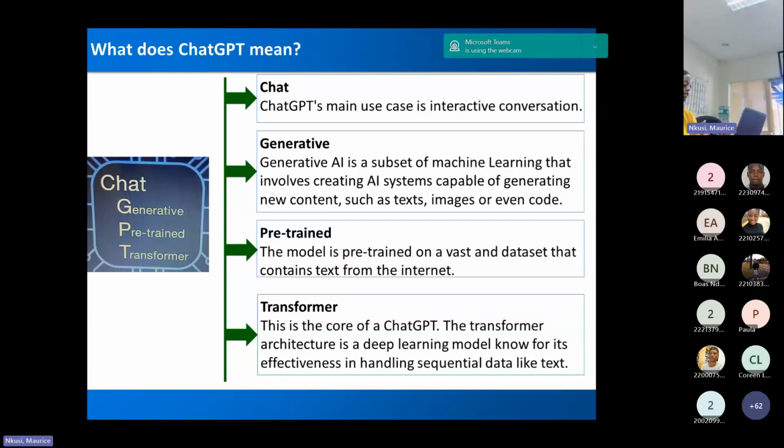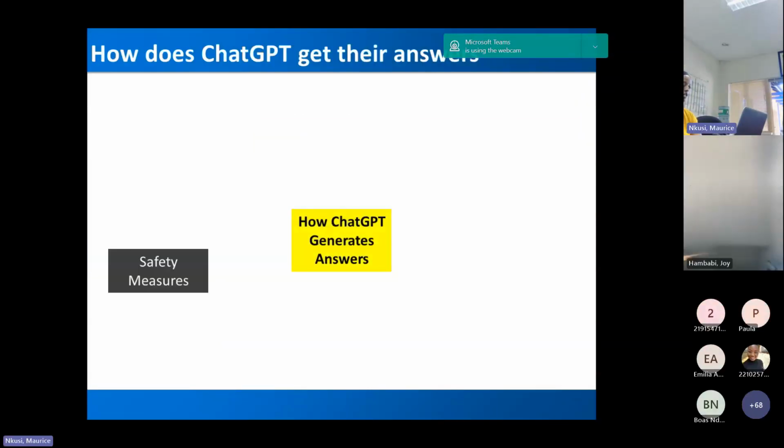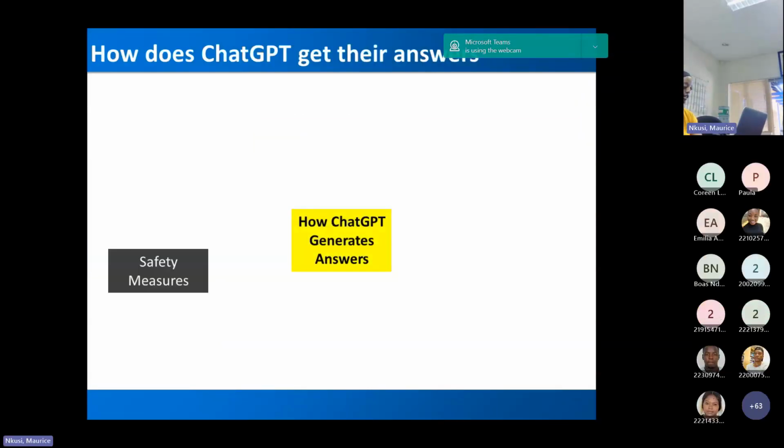The T in GPT is the transformer. This is the core of ChatGPT. The transformer architecture is a deep learning model known for its effectiveness in handling sequential data like text. This model consists of multiple layers of self-attention mechanisms which enable it to understand and generate text in a context-aware manner.